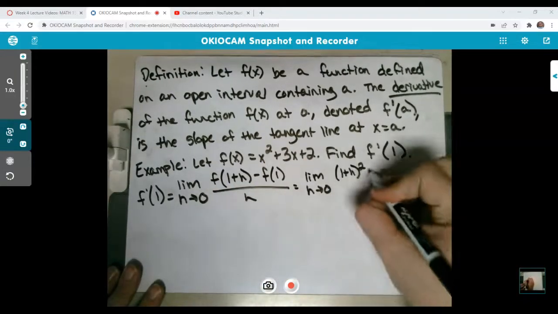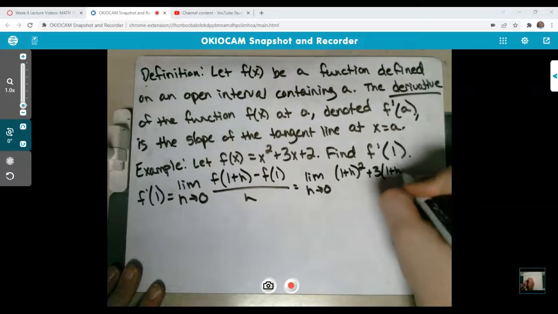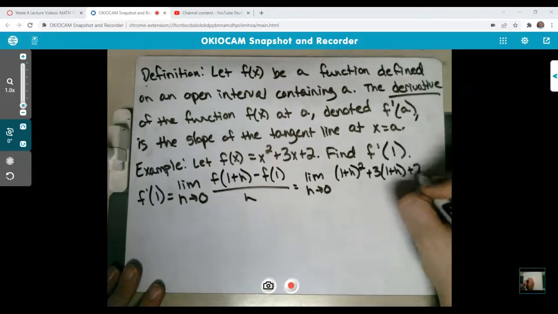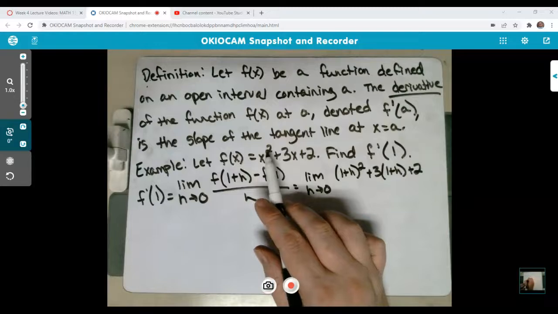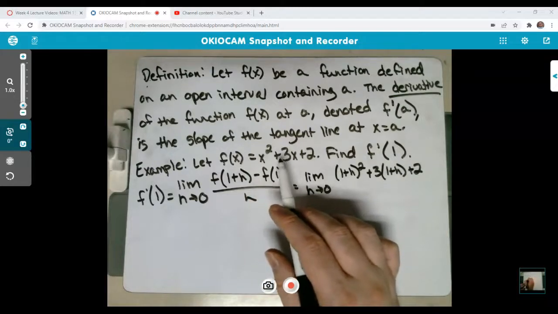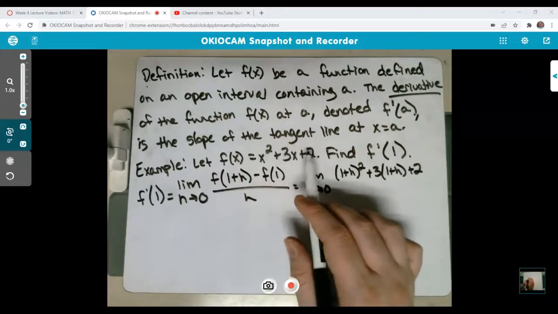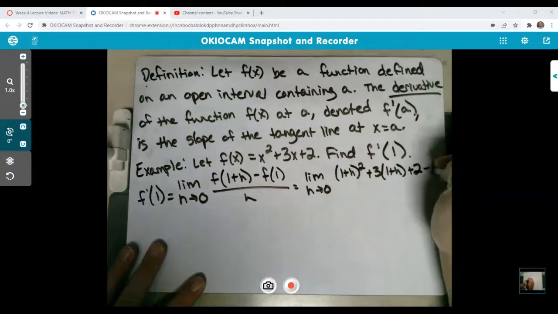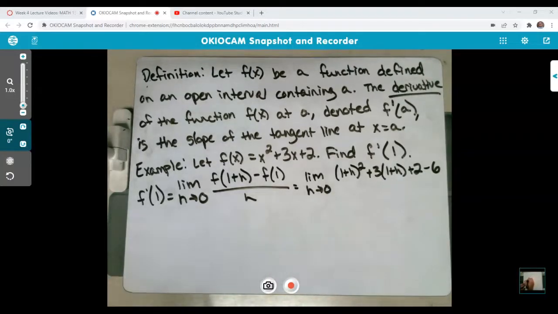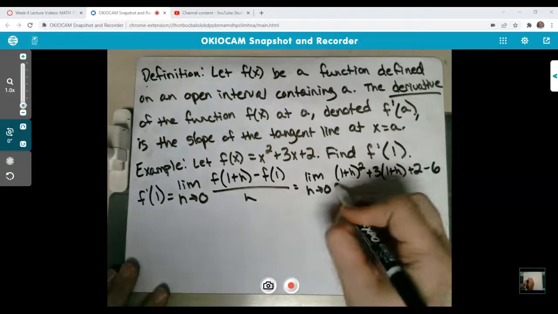Let's figure that out. Limit as h goes to 0 of, plug in a 1 plus h, so 1 plus h squared plus 3 times 1 plus h plus 2. Then if I plug in a 1, I get 1 squared, which is 1, plus 3 times 1, which is 3, plus 2. 1 plus 3 plus 2 is 6. So it's 6 minus 6. All over h.